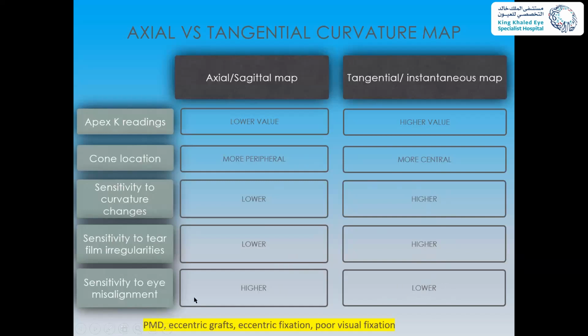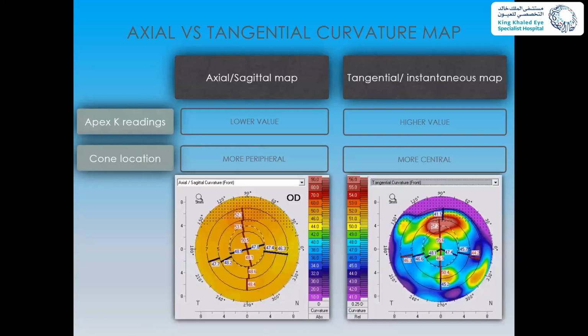So in summary, if you have a peripheral ectasia, PMD, eccentric grafts, if the patient's visual fixation is not very good, if the fixation is not very central, or a large angle kappa, these sorts of things, then these tangential maps are better.